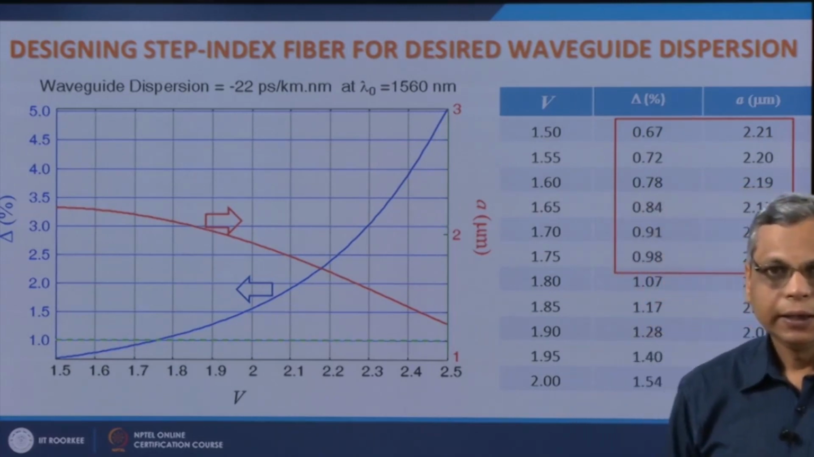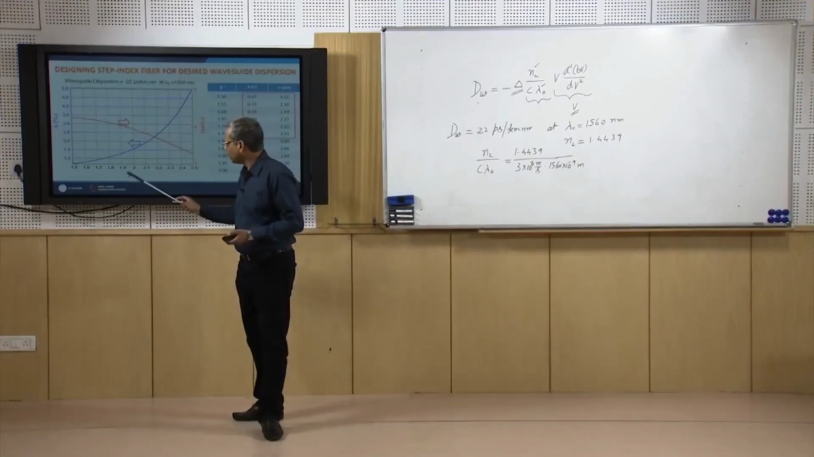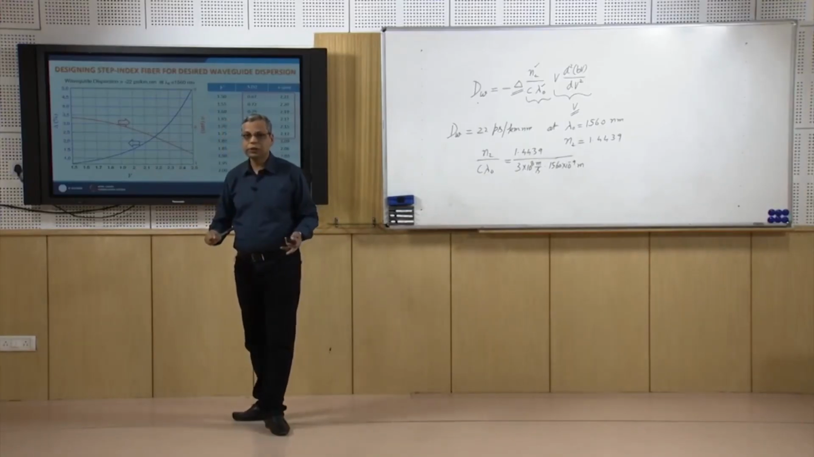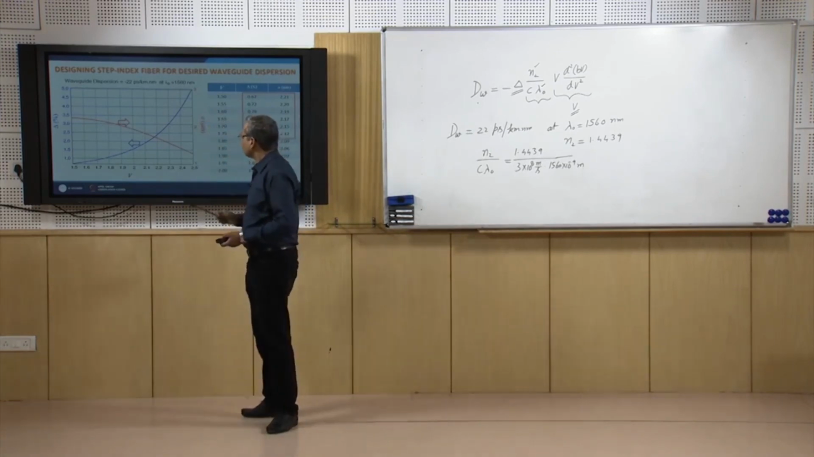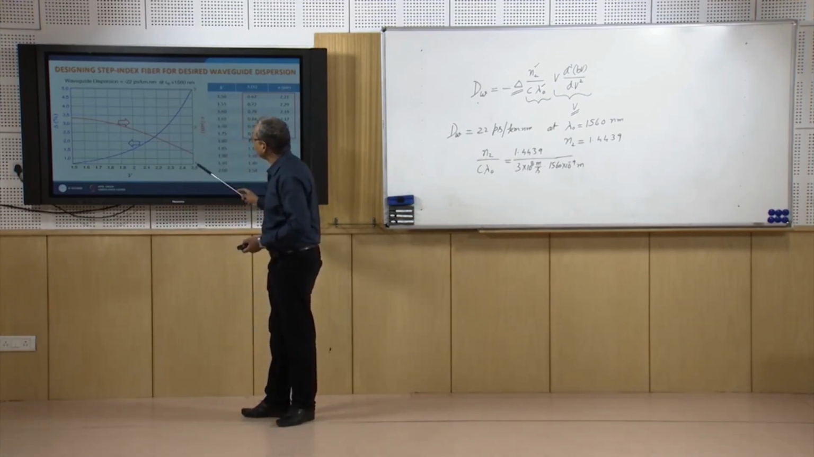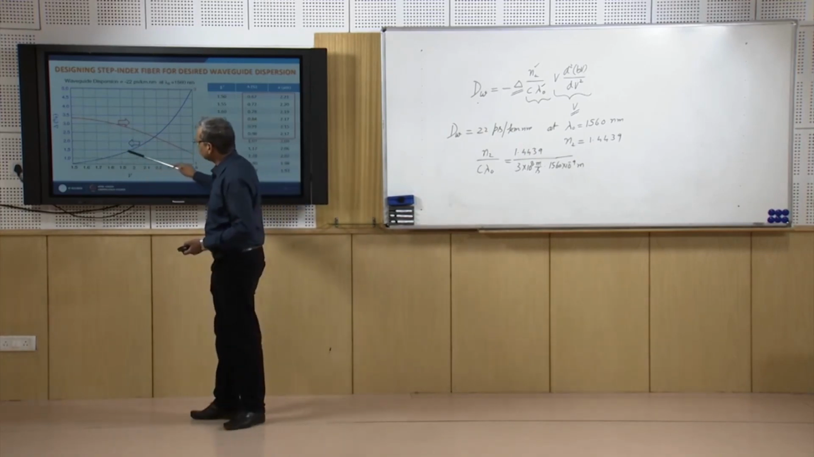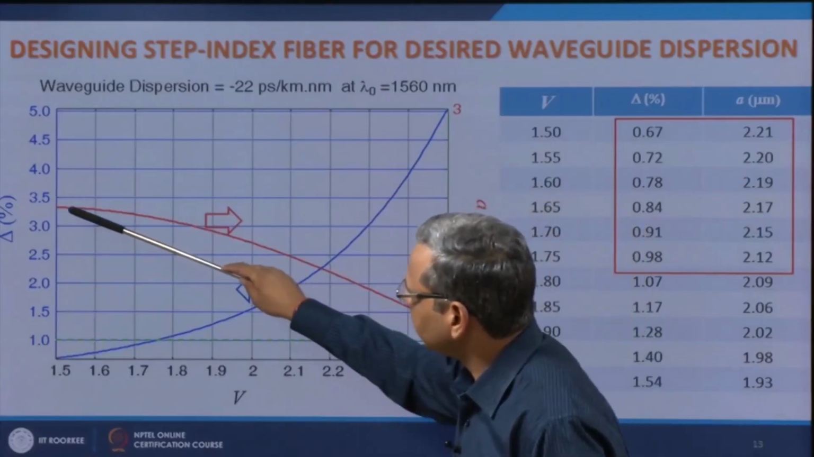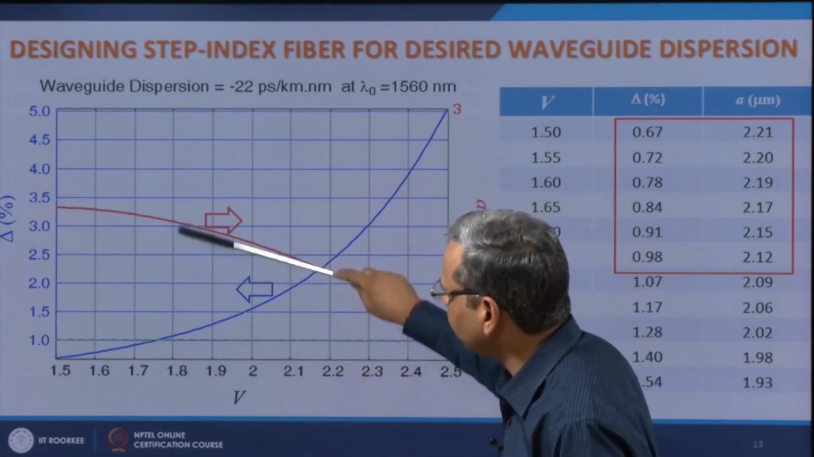Correspondingly, because I am changing delta for a given V, then A has to change to keep V constant. Correspondingly, the core radius varies like this. So, if you are increasing the value of delta, then correspondingly the core radius should decrease in order to keep this V constant.